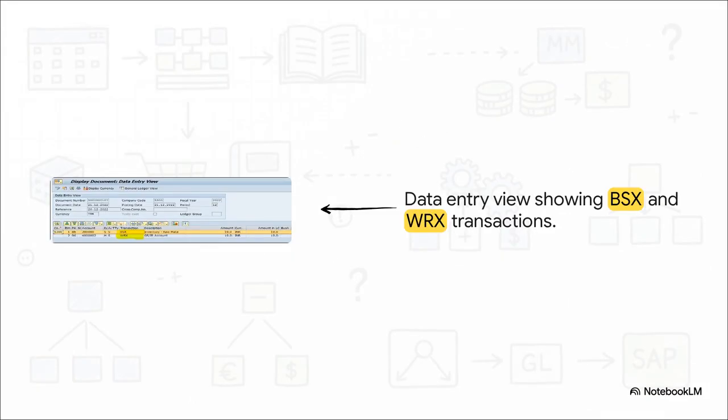What's really cool is seeing those exact event keys acting on an actual document. When processing an inventory raw material item, the BSX transaction automatically hits account 300,000 on line 1. And right below it, on line 2, the WRX transaction hits the GR/IR account 400,000 too. Boom. That is the ecosystem working perfectly in real time.